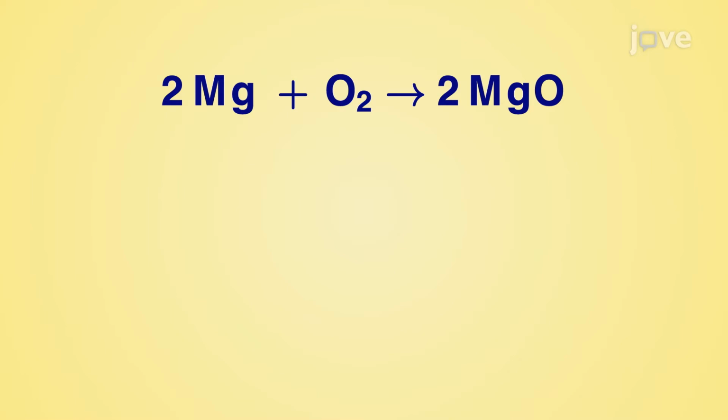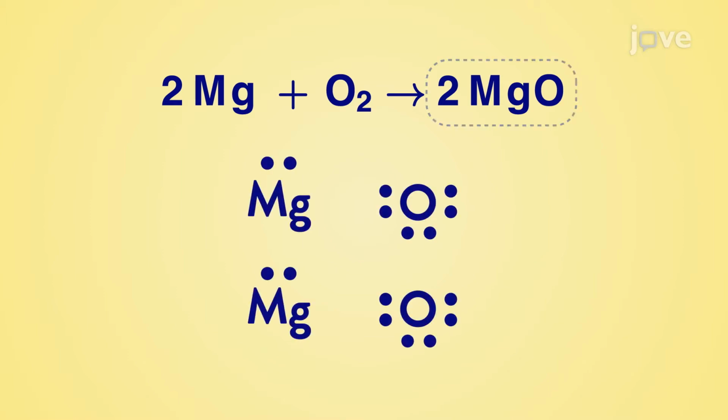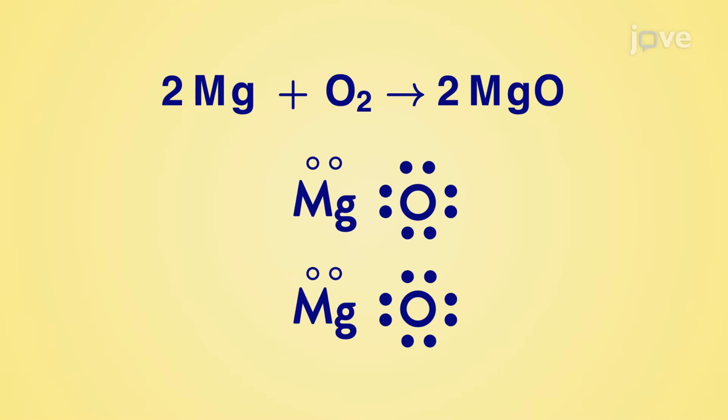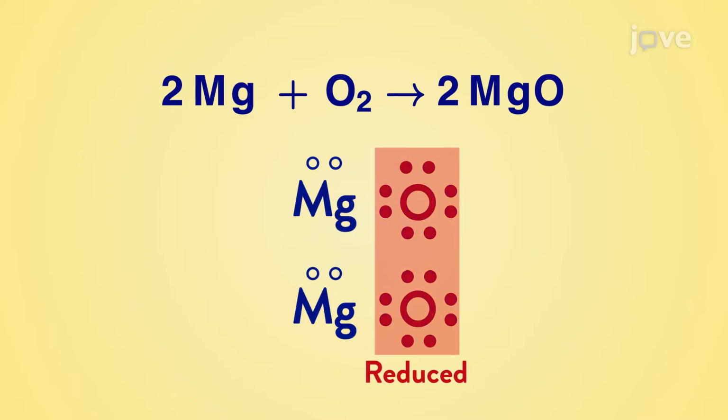Now that we have the terminologies sorted out, let's look at an example of a redox reaction, the formation of the mineral magnesium oxide. During the reaction, each magnesium atom loses 2 electrons. Thus, magnesium is oxidized. Each oxygen atom gains 2 electrons, thus oxygen is reduced.